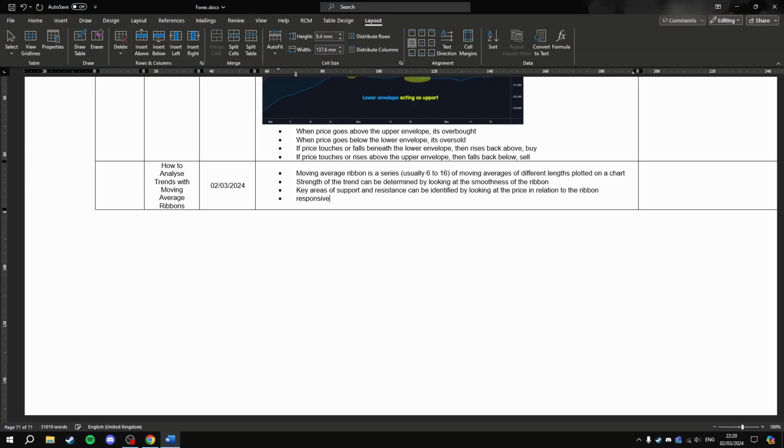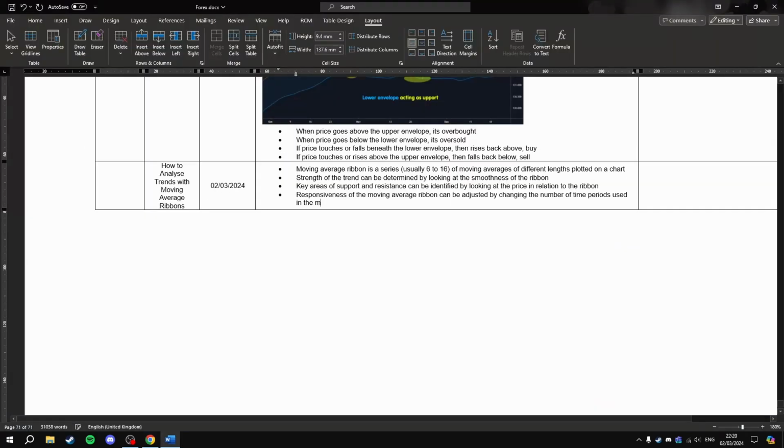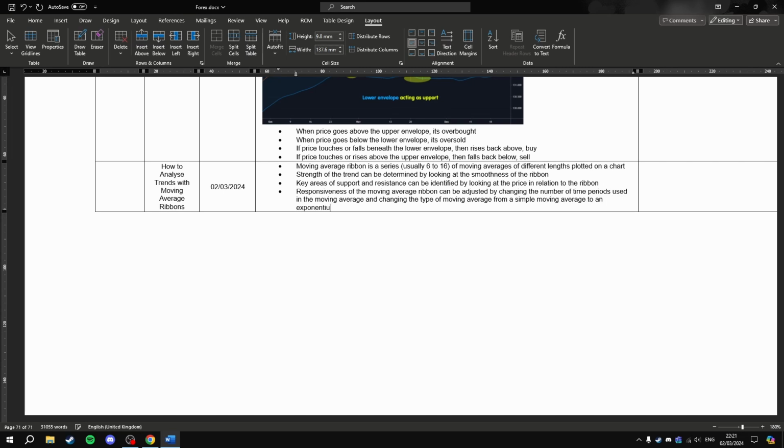So, the responsiveness of the moving average ribbon can be adjusted by changing the number of time periods used in the moving average, and changing the type of moving average from a simple moving average to an exponential moving average.